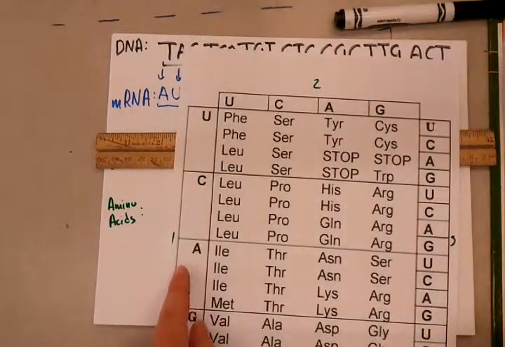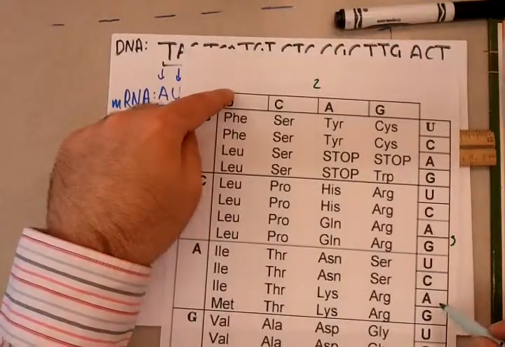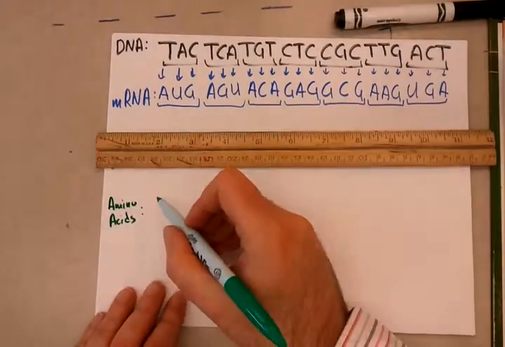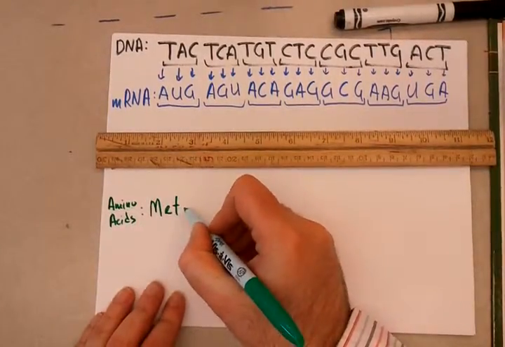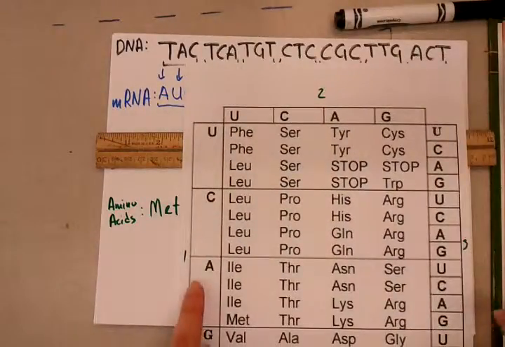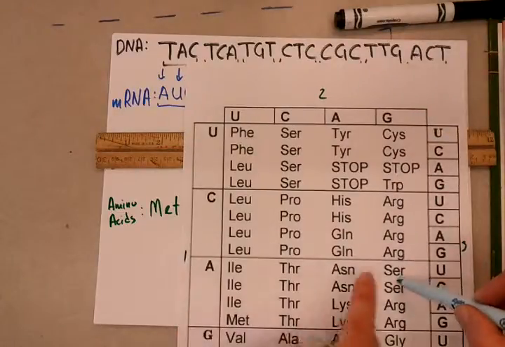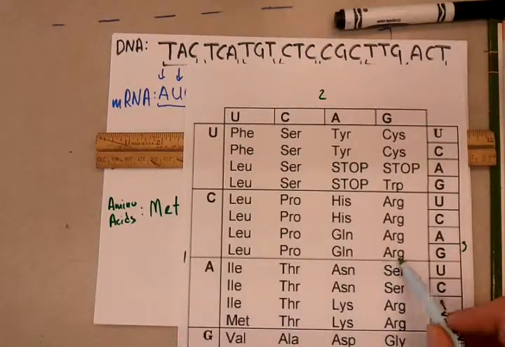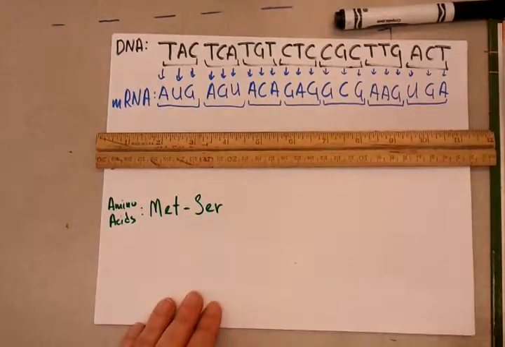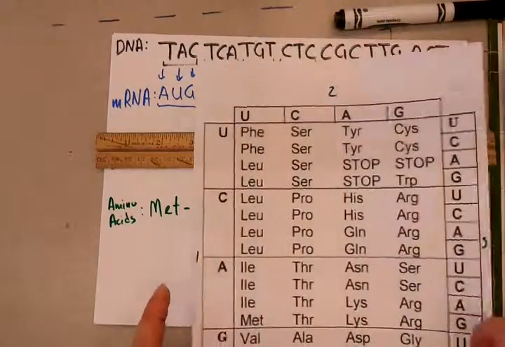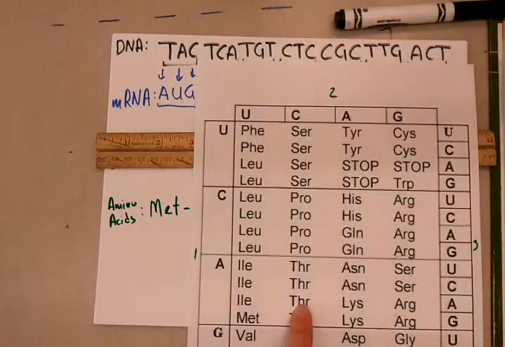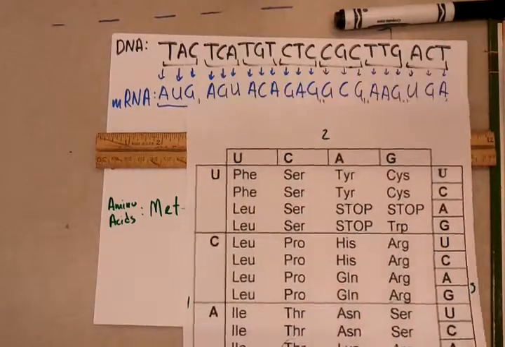Let's take a look. A, U, G. Methionine, MET, also known as a start codon. Next one, AGU. Serine, right over here, SER. Next we have ACA. A, C, A, right here. Threonine, THR.